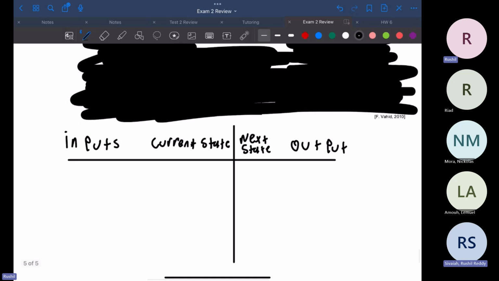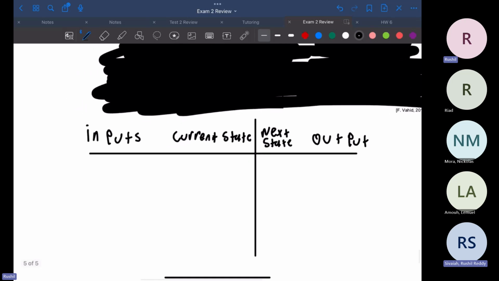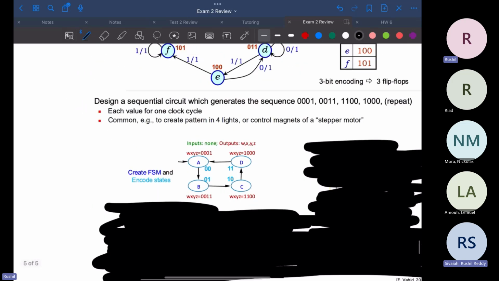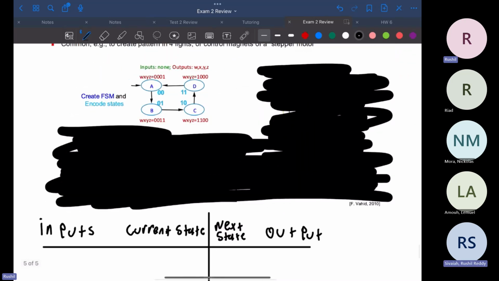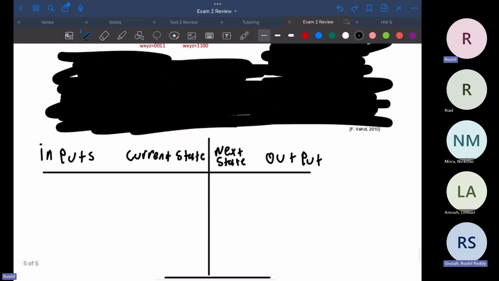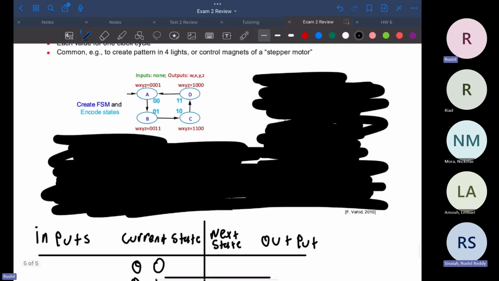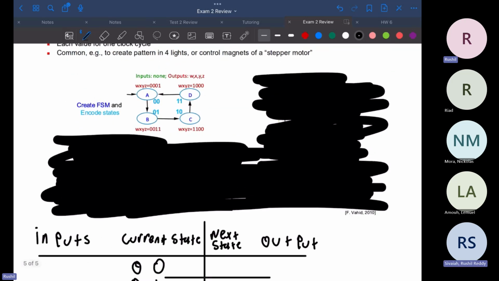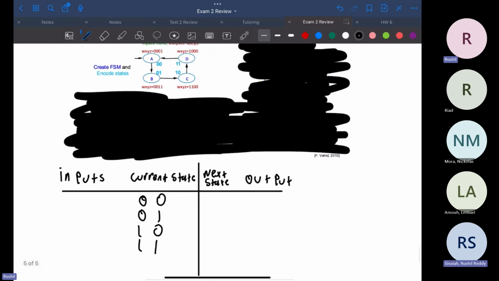So if we look at the question, we have no inputs, so we're just going to ignore that. Our current state is this and that, right? So we're going to write those down. We have 0 0, 0 1, 1 0, 1 1. And since there are, like I said, no inputs, it's impossible to go to anything else. Those are all of our possible values.